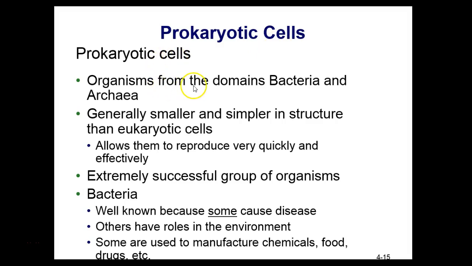So let's talk a little bit about your prokaryotic cells. Prokaryotic cells are organisms from the domains bacteria and archaea. They're pretty small, they're pretty simple, they don't have as many structures as our eukaryotic cells. Prokaryotic cells typically will have ribosomes, cytoplasm, and flagella, pretty much. So they're pretty simple compared to your eukaryotic cells. And of course, they can reproduce fairly quickly. The bacteria and archaea are two domains that we talked about in a previous chapter, along with eukarya, which was also a domain.